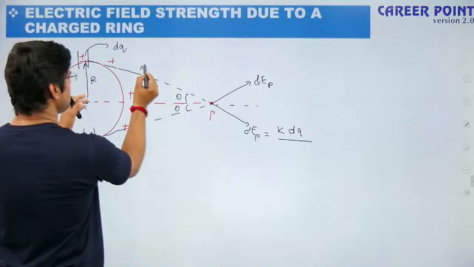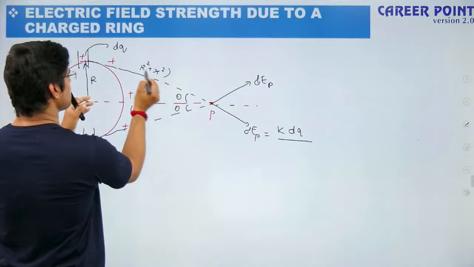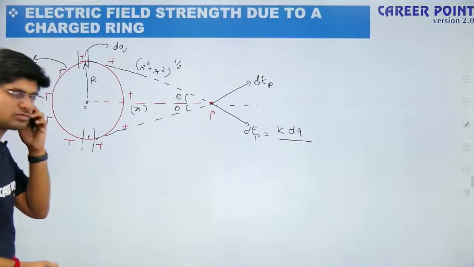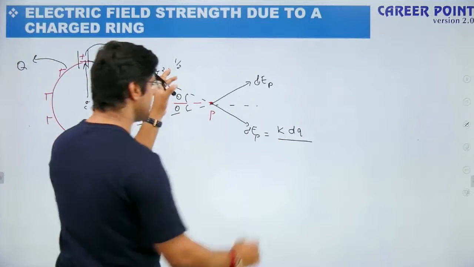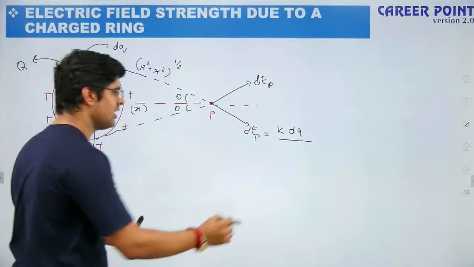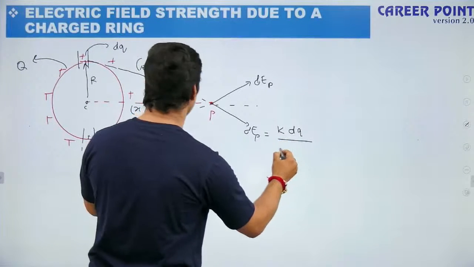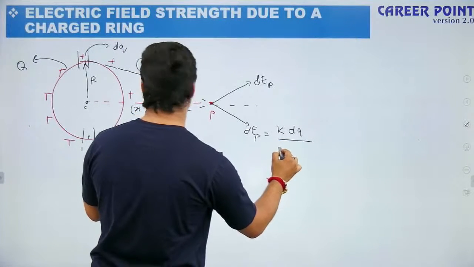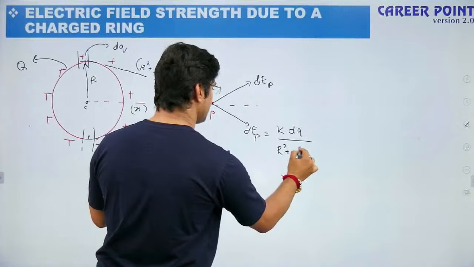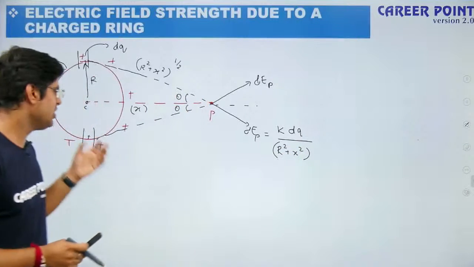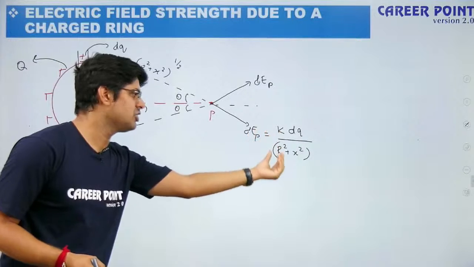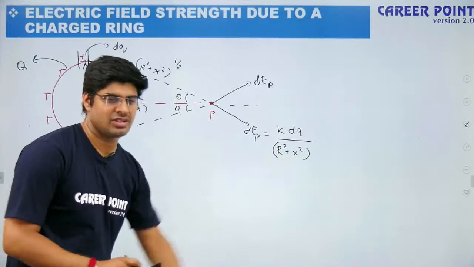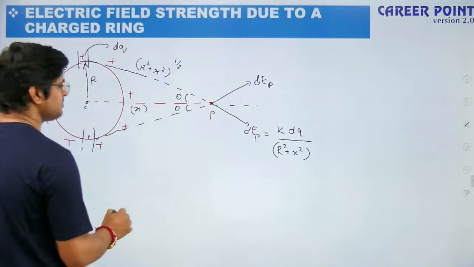So in that case we can say this distance is r square plus x square raised to power 1 by 2. Okay, so r square plus x square raised to power 1 by 2 is the distance and I am squaring it. So this will give me r square plus x square. So value of electric field due to the elemental charge will be equal to k dq by r square plus x square. So in this case what we can write?